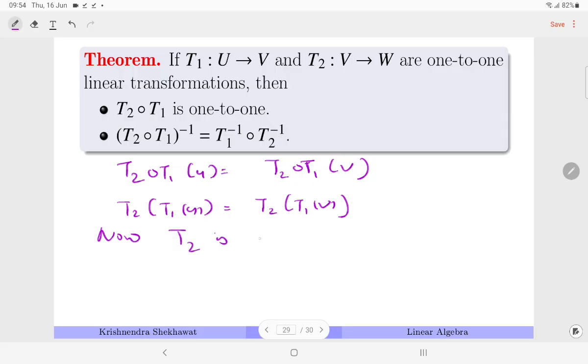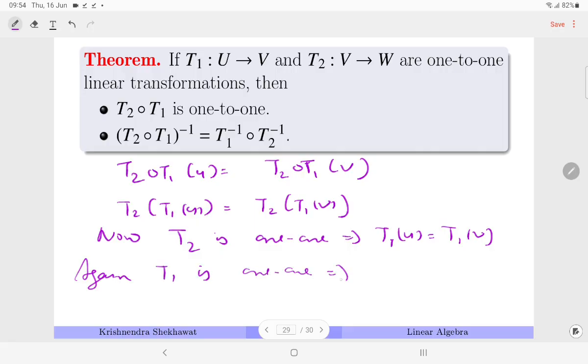T2 is one-one implies T1 u is equal to T1 v. Again T1 is one-one implies u is equal to v, implies T2 of T1 is one-one. Yes, similarly it's very easy to prove the other result also. You start with the left hand side and you may reach the right hand side.